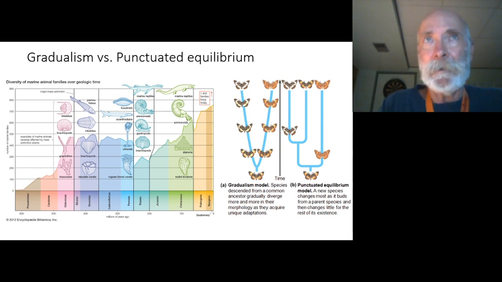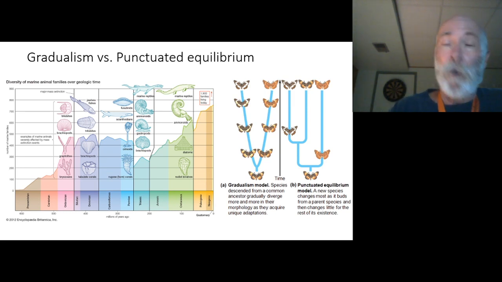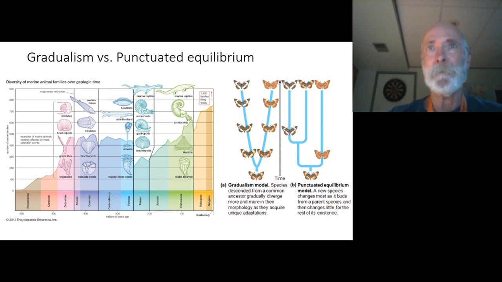The next idea that I want to consider is this notion that evolution is gradual, and that's not true all the time either. Here on the right side of the image you see two comparisons. One is the gradualism model and the other one is punctuated equilibrium. In the gradualism model, species accumulate mutations over time, and this is usually a slow process, so that they very slowly develop into something that is different from where they started.